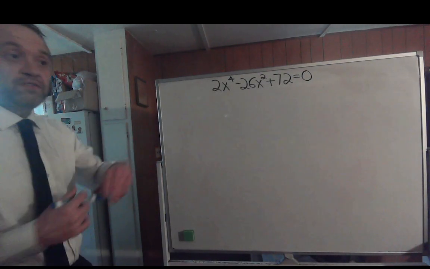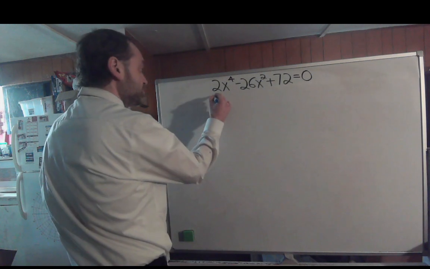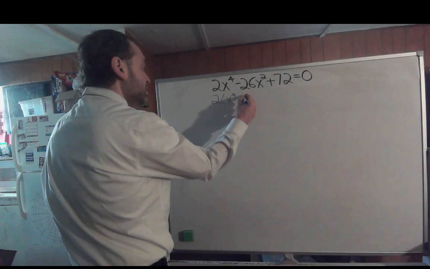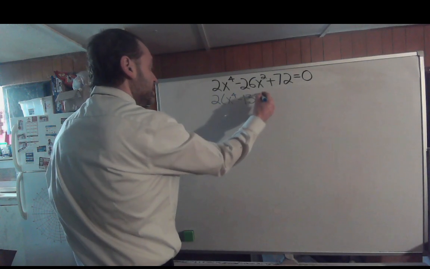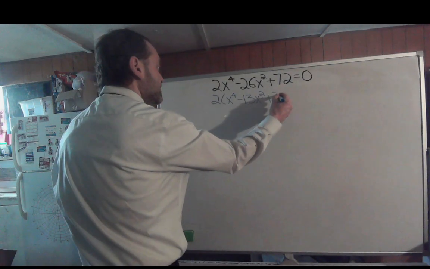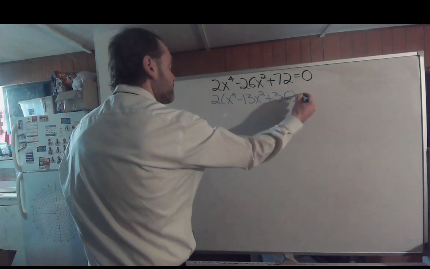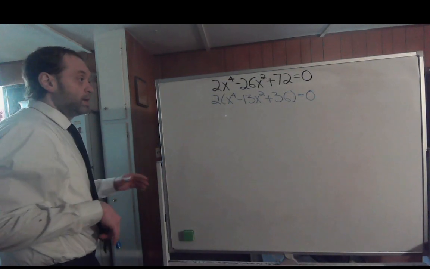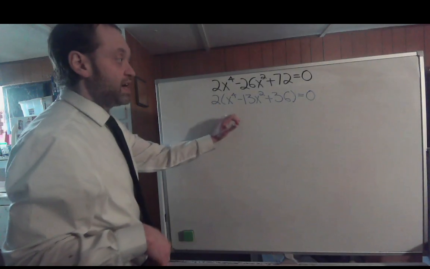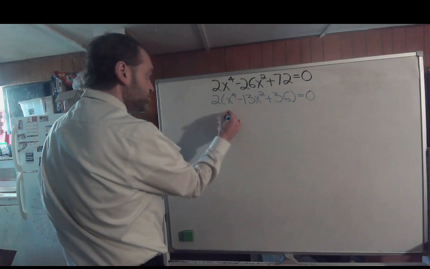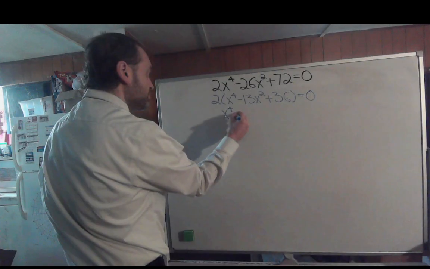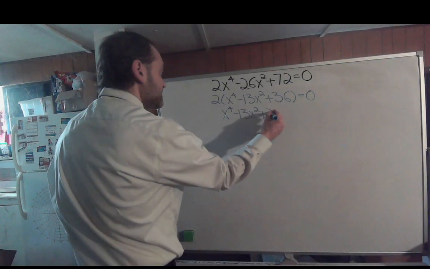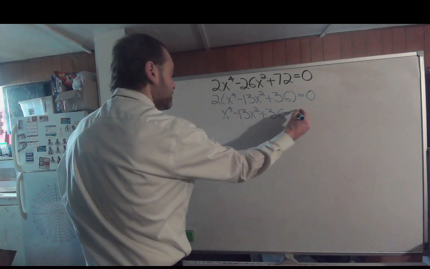Well, we could definitely factor out a common 2, right? So you'd have 2 times the quantity of x to the 4th minus 13x squared plus 36 would be equal to 0. Well, you could definitely divide both sides by 2. That would just leave you with x to the 4th minus 13x squared plus 36 equal to 0.